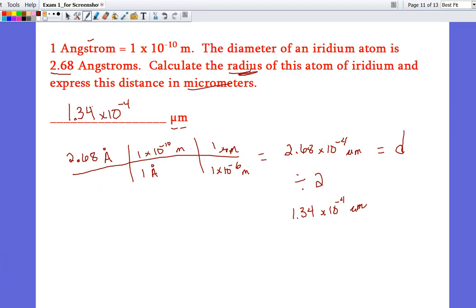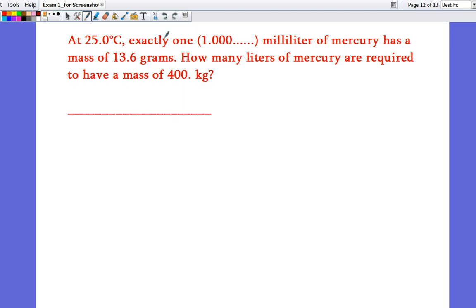See if we can get another one here. At 25 degrees Celsius, exactly 1 milliliter of mercury has a mass of 13.6 grams. So that's like the density of mercury at that temperature: 13.6 grams of mercury in 1 milliliter of mercury. That's its density in grams per milliliter.